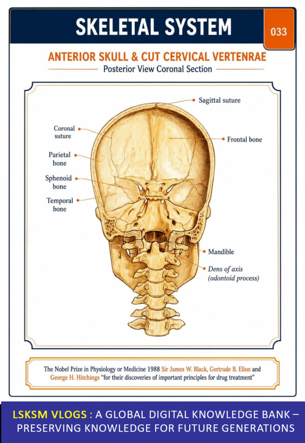Anterior skull and cut cervical vertebrae. This view displays the front of the skull along with the upper cervical vertebrae of the neck. These structures support the head and allow movement while protecting the spinal cord.